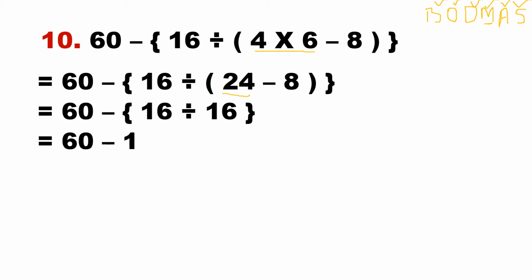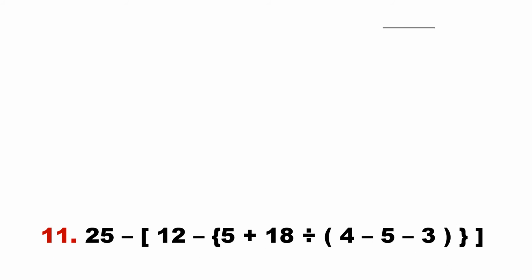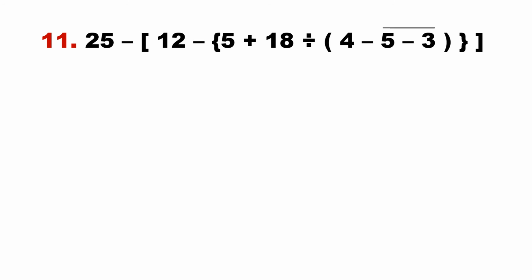Okay, then what is 16 divided by 16? So everybody knows 16 divided by 16 is 1. So I'll replace it, 16 minus 1, and then that is 15. So this is a very simple sum, and we have finished this. Now let us go on to the next sum. We are going very, very fast. Look here. Here comes a sum.